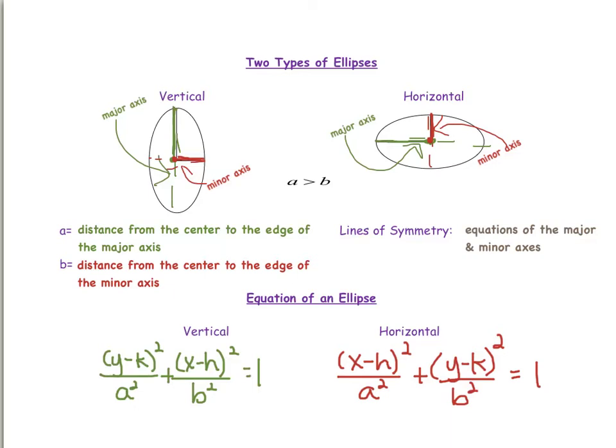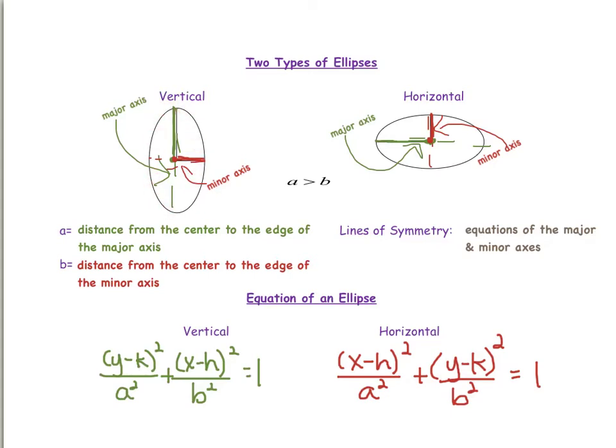Now let me tell you how I tell these two equations apart. When I look at this first fraction right here, it's the y minus k that is paired with the a. Now remember, the a value is the distance from the center to the edge of the major axis. So when you have that major axis paired with what we know to be vertical, remember k value has to do with range. Y and k have to do with the range, which is vertical. So when I see the major axis paired with the vertical y and k, that tells me this is an equation for the vertical ellipse.